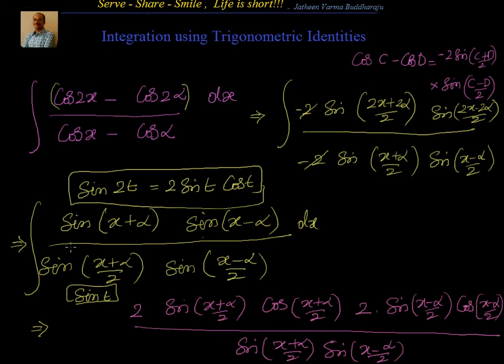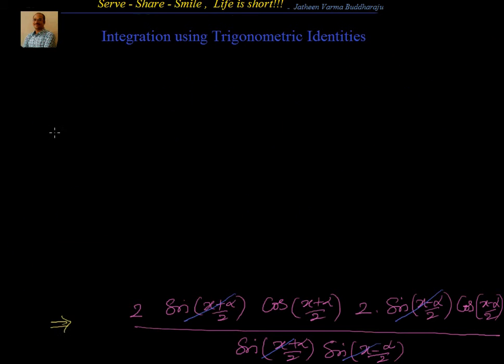Now you can see very clearly that sine of x plus alpha by 2 and sine of x minus alpha by 2 will be cancelling. We are left with, let's go to the next step, 4. 2 2's are 4 and we have 4 cos x plus alpha by 2 multiplied with cos of x minus alpha by 2. Now, we have a formula.